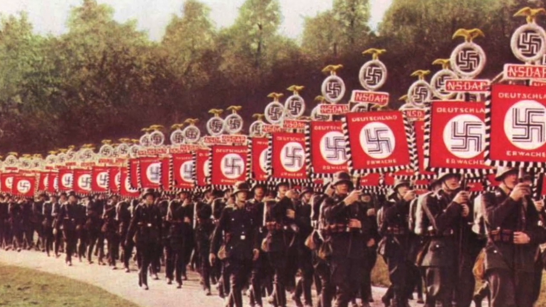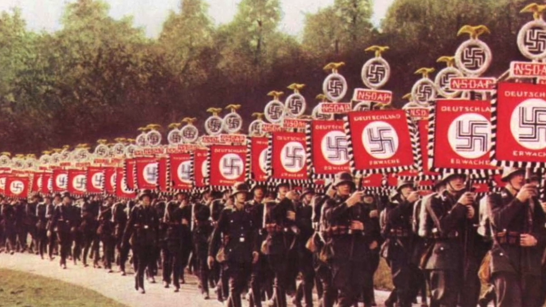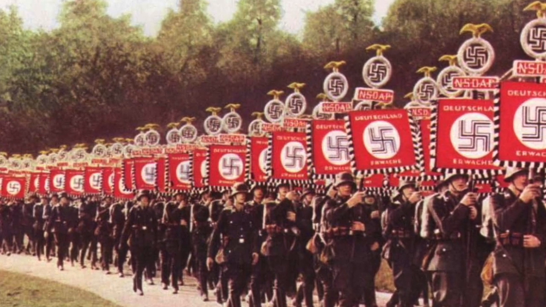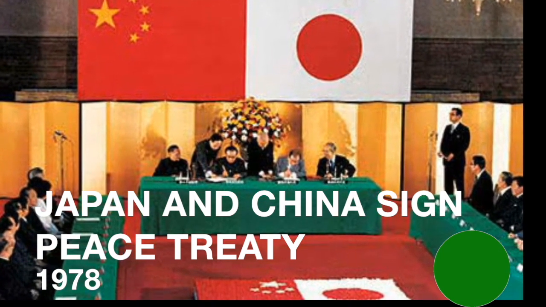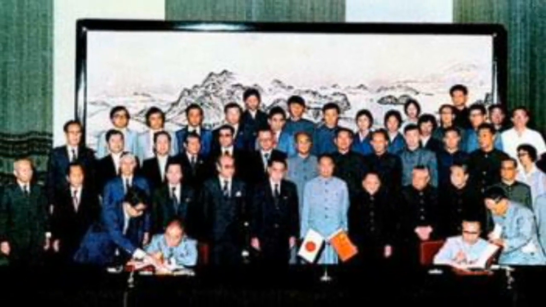This is mostly because some of the following characters are still alive and some organizations and treaties are still active. Japan and China signed a peace treaty. In August 1978, the foreign ministers of the two countries, the People's Republic of China and Japan, signed in Beijing the Treaty of Peace in order to cooperate for mutual benefit.